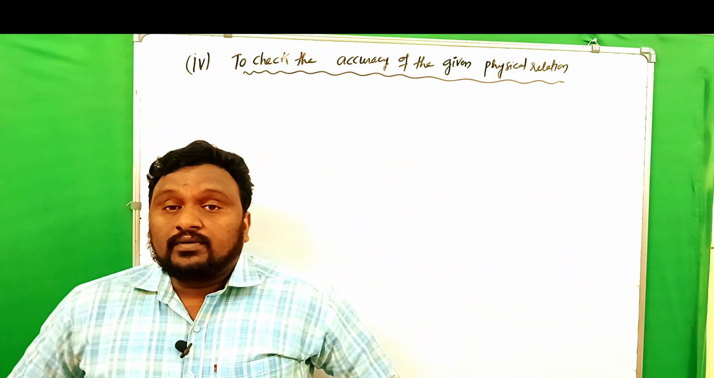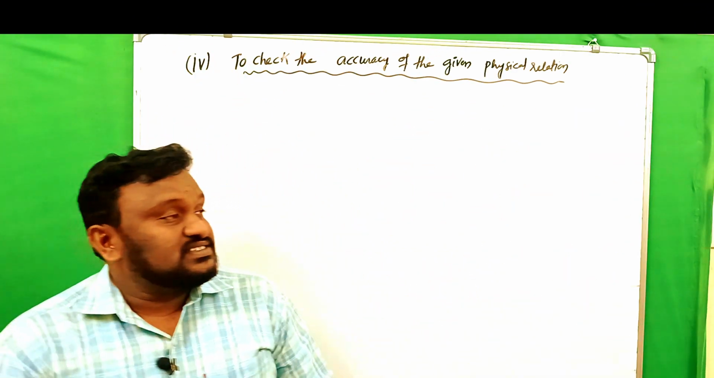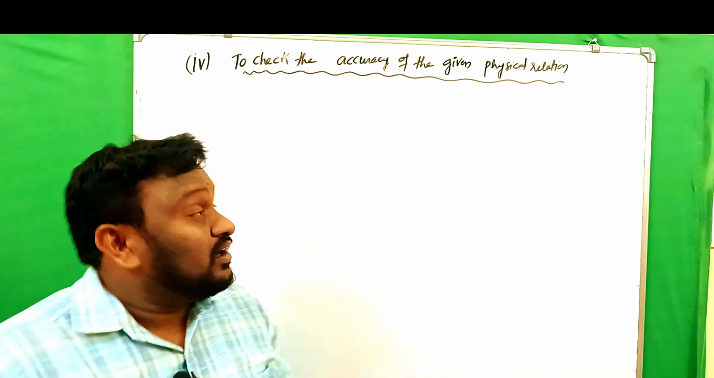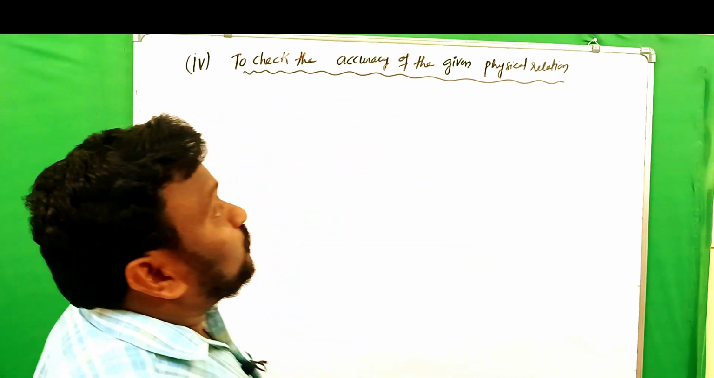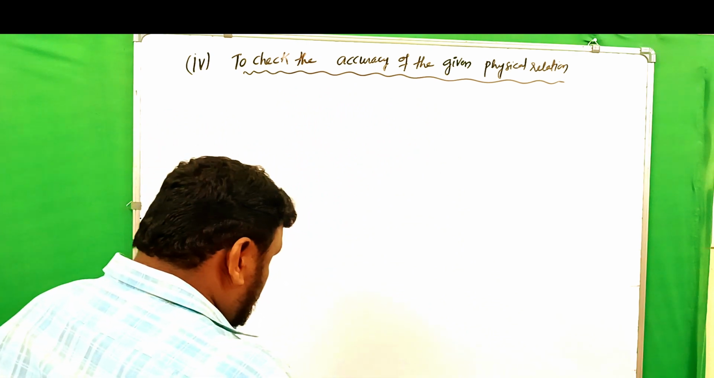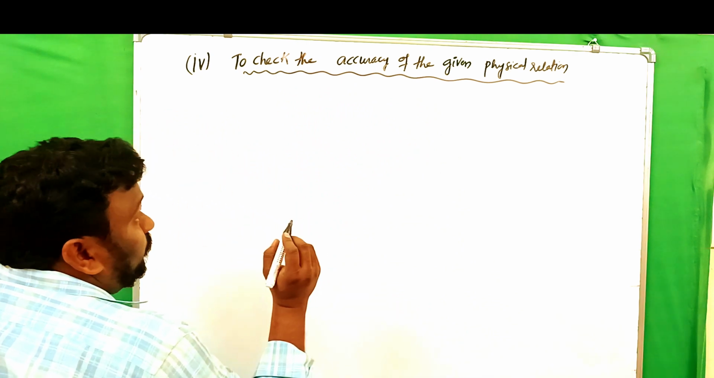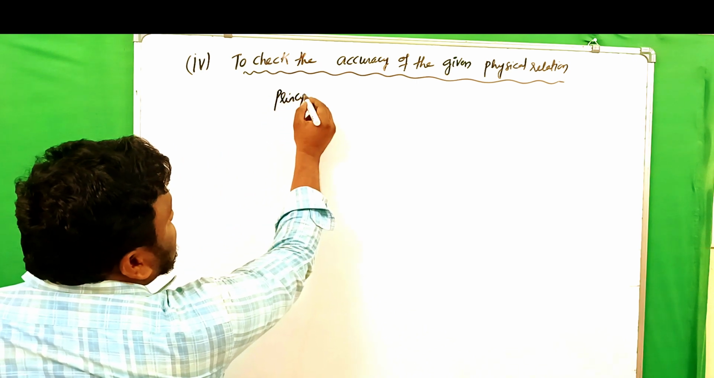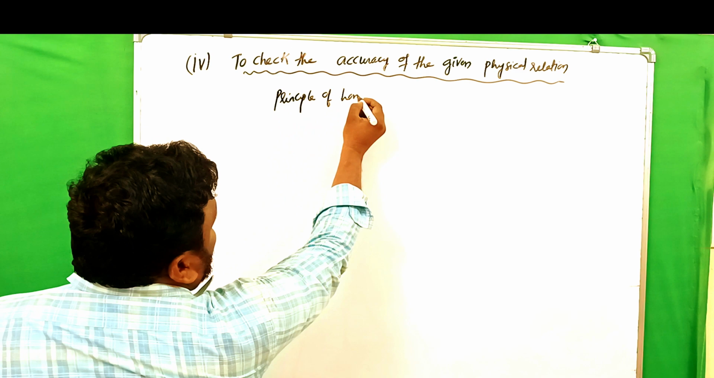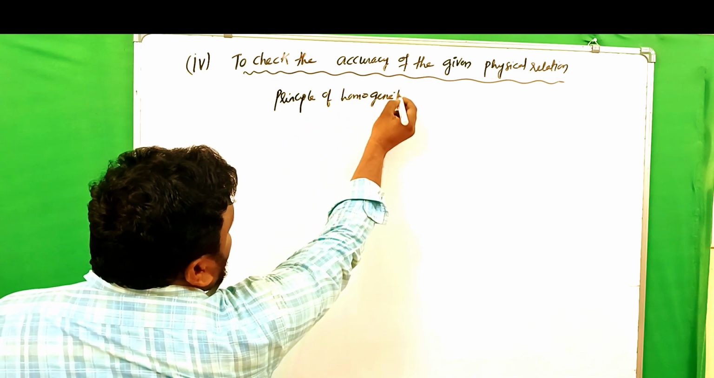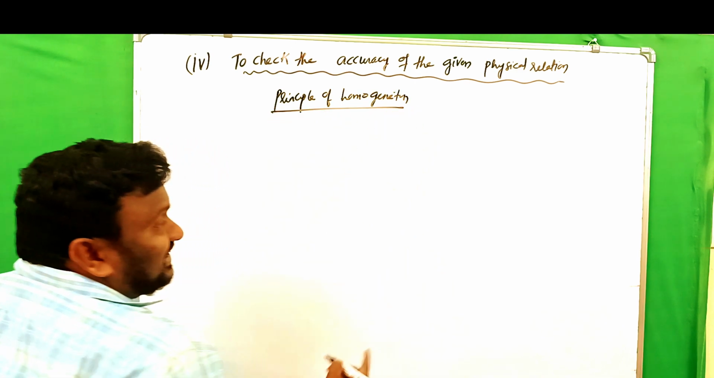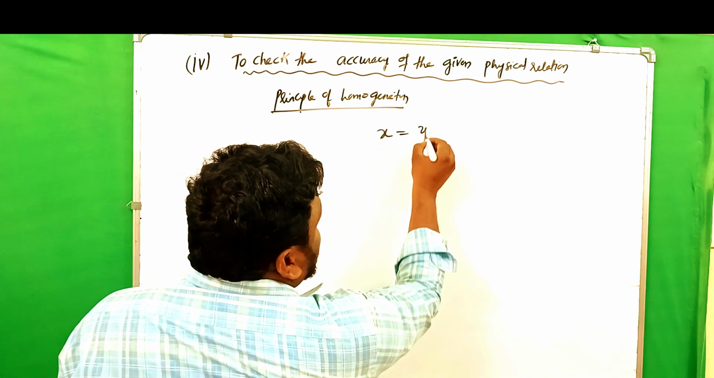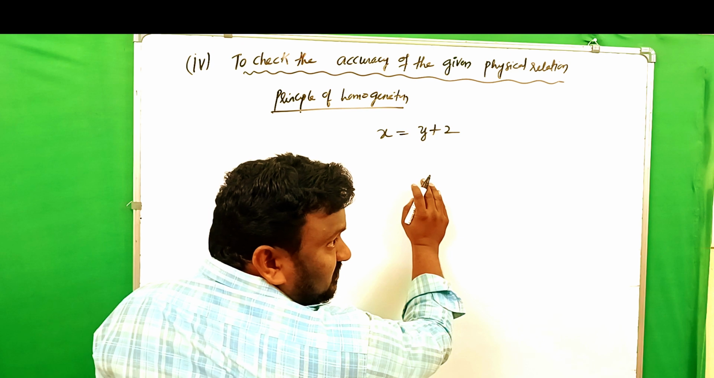Clear? The fourth one is to check whether the given equation is correct or not. To check the accuracy of the given physical relation, I will give one example here. Before going to that, you have to know the principle of homogeneity. According to this, in any dimensional equation, for example, we are writing here x is equal to y plus z.